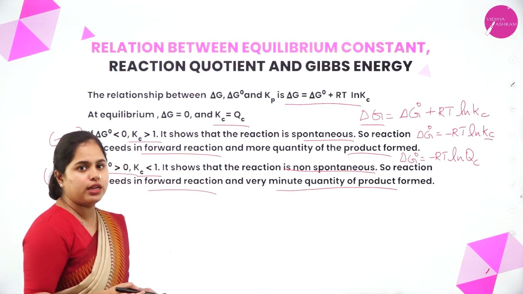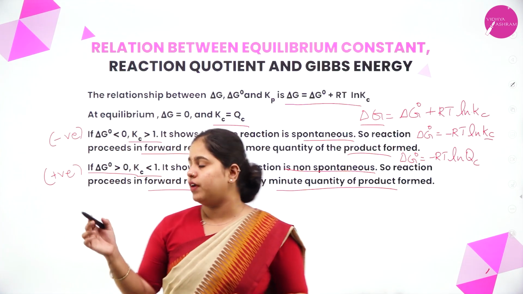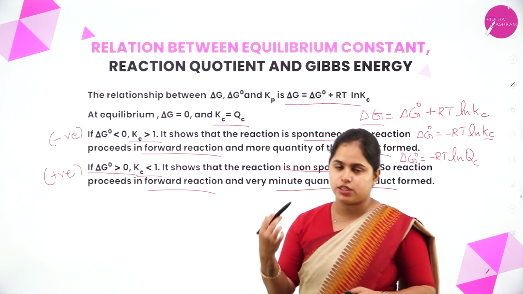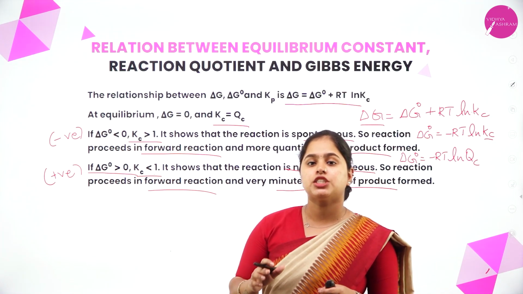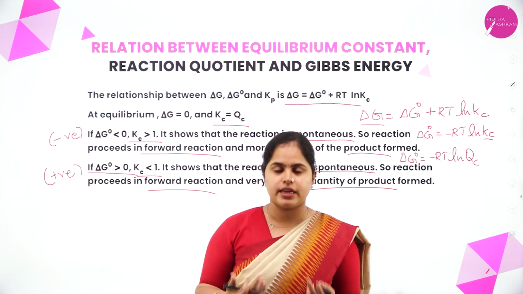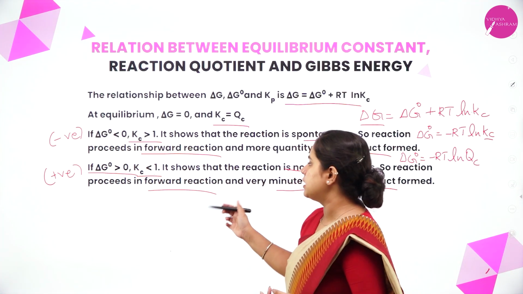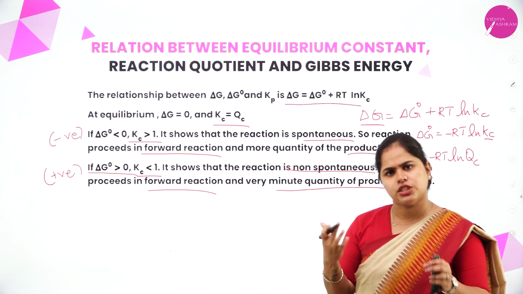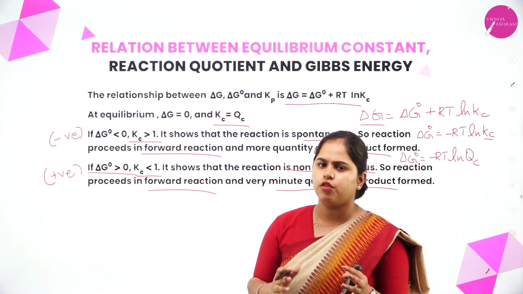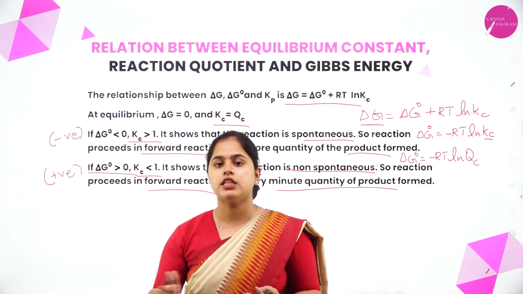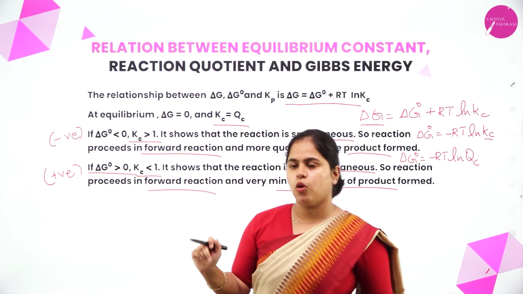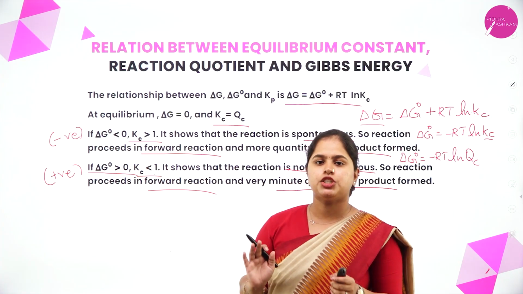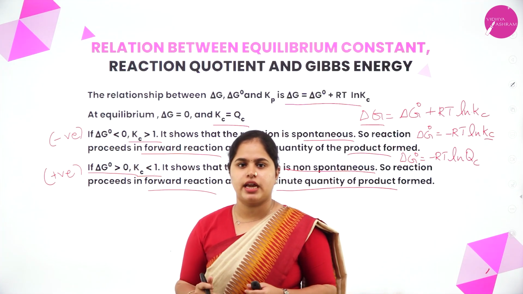So if the delta G naught value is greater than 0, that means it is positive and the Kc value is less than 1, the reaction will be non-spontaneous. That means the reaction will not take place, and the amount of product formed will be very, very small. The reaction is essentially proceeding toward reactants, not products. So I hope that is clear to you: the relationship between Gibbs free energy and the reaction quotient.